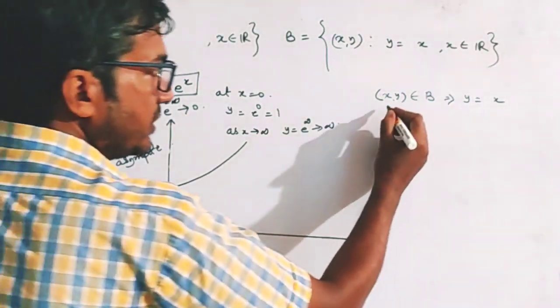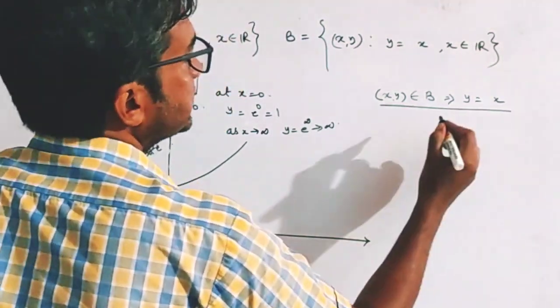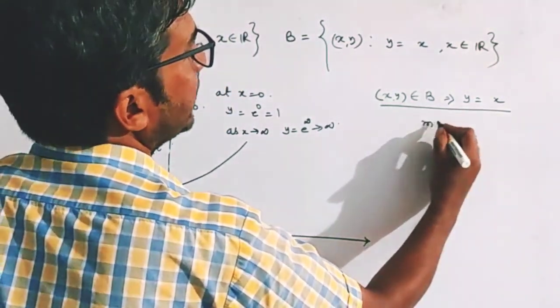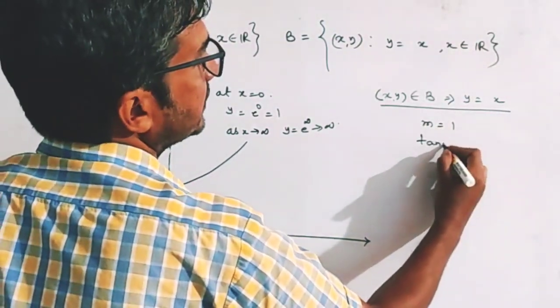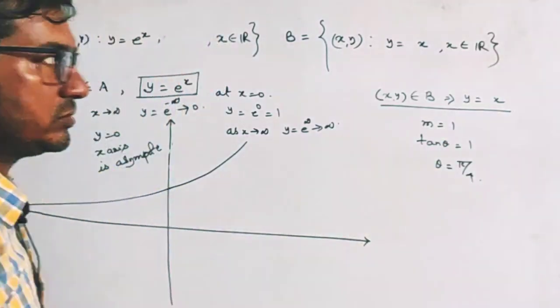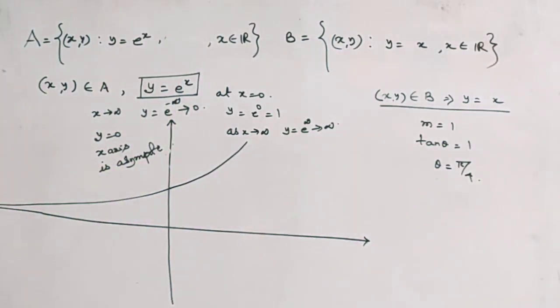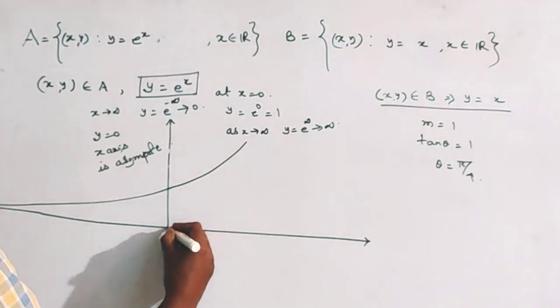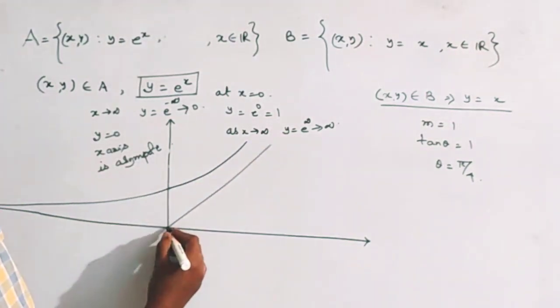And another curve, this is a very simple curve. This is a straight line with slope m equal to 1, that is tan theta equal to 1, that is theta equal to pi by 4. So this is a straight line passing through the origin, making an angle pi by 4 with the positive x axis. So this line is given as.